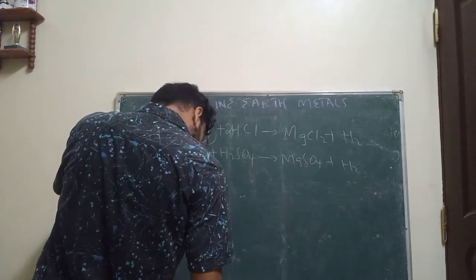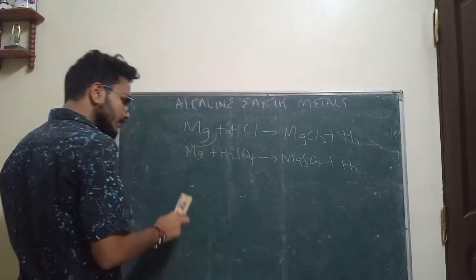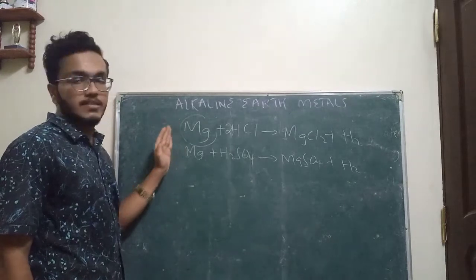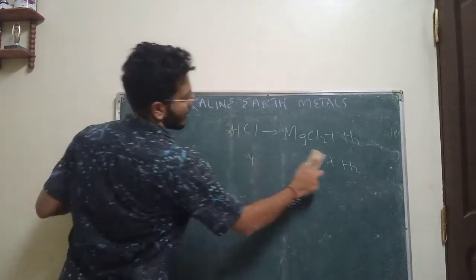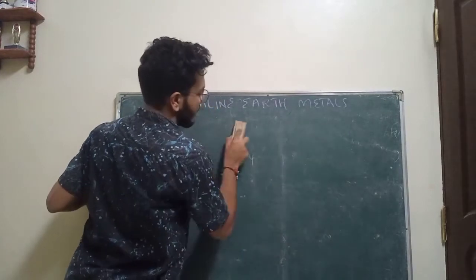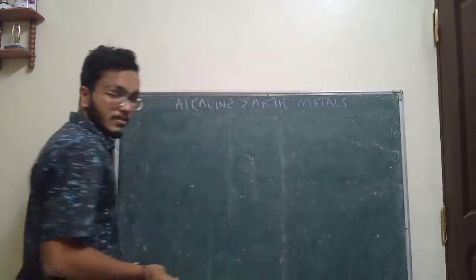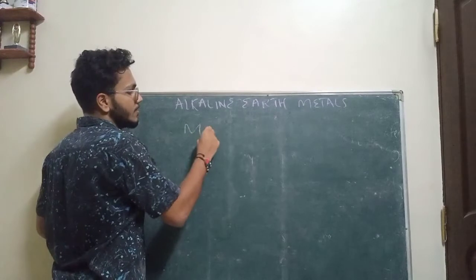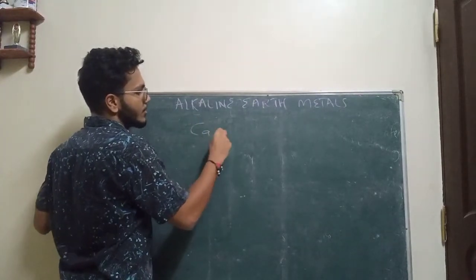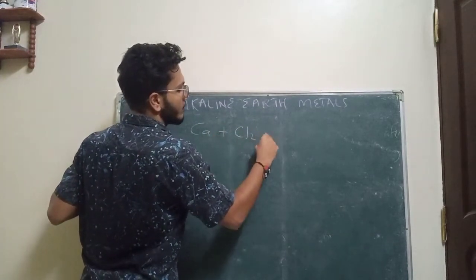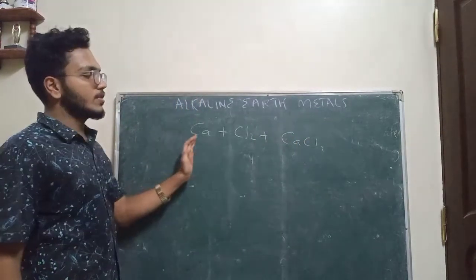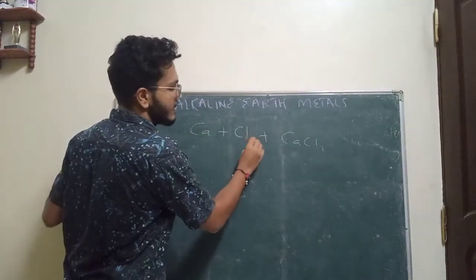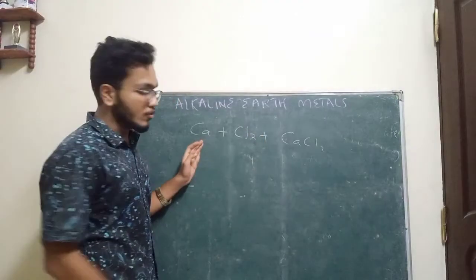Reaction with chlorine gas. Now instead of magnesium, you can have calcium as the same, or even beryllium. So for reaction with chlorine gas, as alkali metals react, alkaline earth metals react in the same way. Let's use calcium. Calcium reacts with chlorine to form calcium chloride. This equation is balanced. Why is this written as Cl2? Because chlorine gas is diatomic.